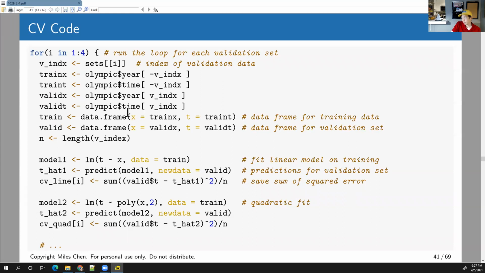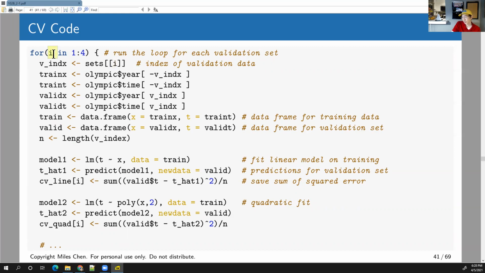All right, so this is basically the code, and I just want to run through it to show you how cross-validation is going to work here. You're going to do something similar in your homework. First, we're going to take one of the sets.